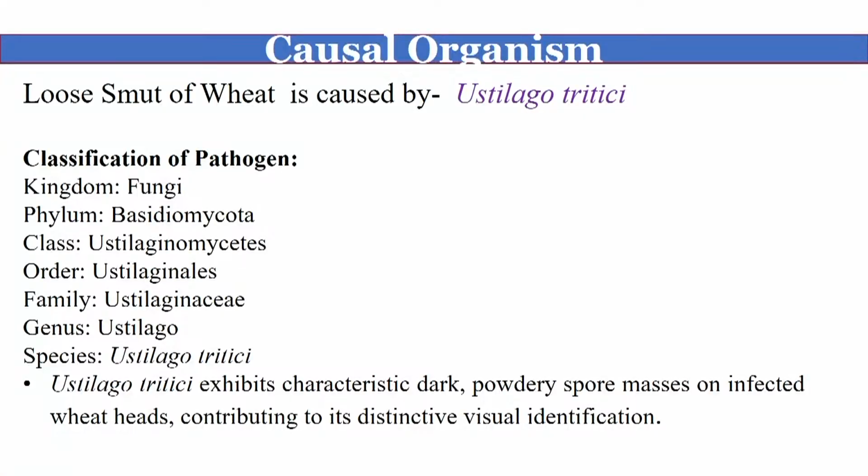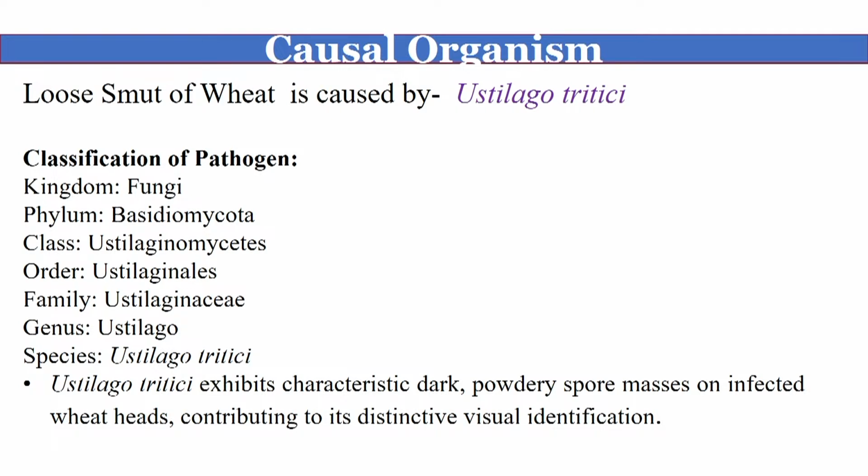Dear learners, welcome back once again. And dear learners, we are discussing the loose smut of wheat. Loose smut of wheat is caused by the fungal pathogen Ustilago tritici, and it belongs to the kingdom Fungi and phylum Basidiomycota.